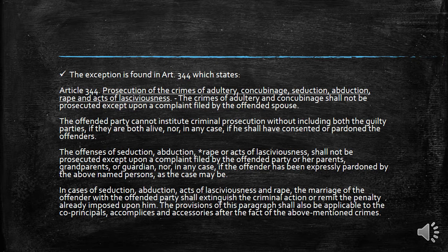Now, you will notice that in the third paragraph of this article, I put an asterisk before the word rape because, as I will explain later, rape is no longer considered as a crime against chastity. Before the enactment of Republic Act 8353, which amended the felony of rape in the revised penal code, rape was categorized or classified as one of the crimes against chastity, including seduction, abduction, and acts of lasciviousness. These are crimes grouped under one classification, but rape now is already considered as a crime against persons.